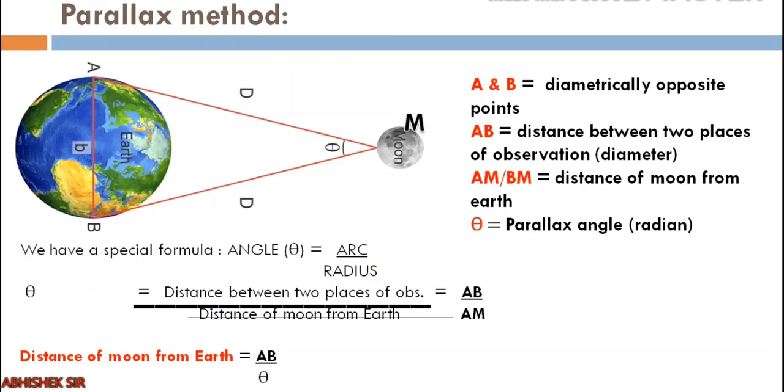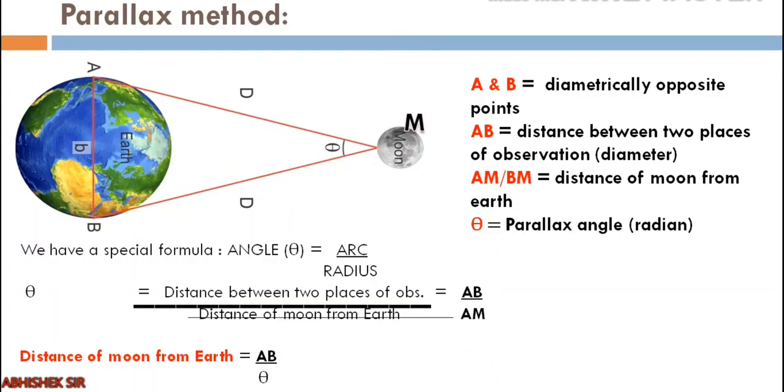you can see earth and moon, right? And a few diagrams are added, like you see two different places, namely A and B. On the right hand side I have given the information. What are A and B in the figure? A and B are diametrically opposite points, right?